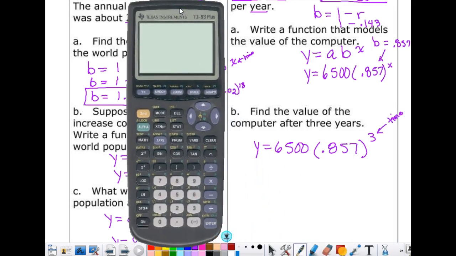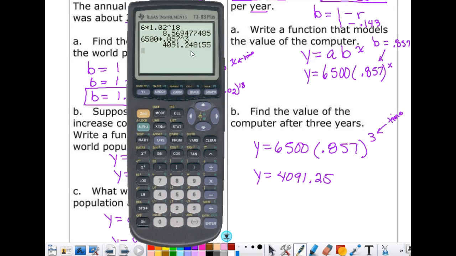And let's see what we get. Okay, 6,500 times 0.857 raised to the third power. Enter. Okay, so this computer after 3 years is worth $4,091.25, right? I rounded up this 8 and made that a 25 instead of a 24. Money is in, 2 decimal places out. Okay? Okay, so it's just going to take you practicing.